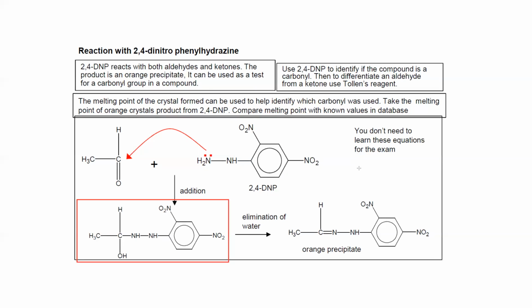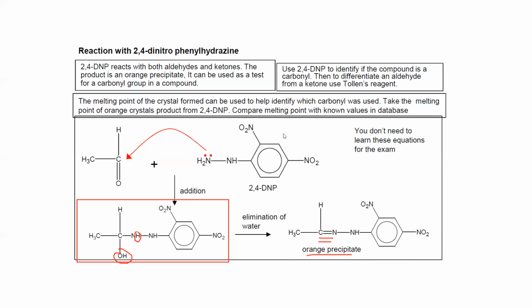And how is the water removed? Because of H and OH. If OH is removed from here and H is removed from nitrogen, there will be a double bond between them. And this is known as a derivative of 2,4-dinitrophenylhydrazine, which is an orange precipitate.